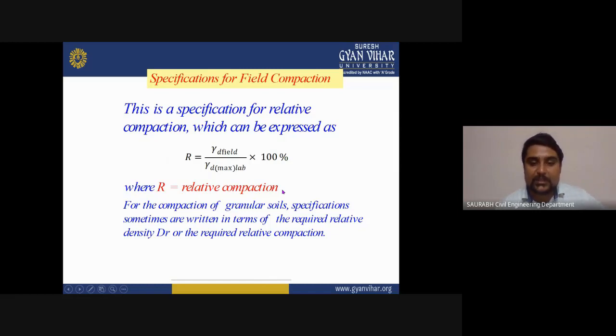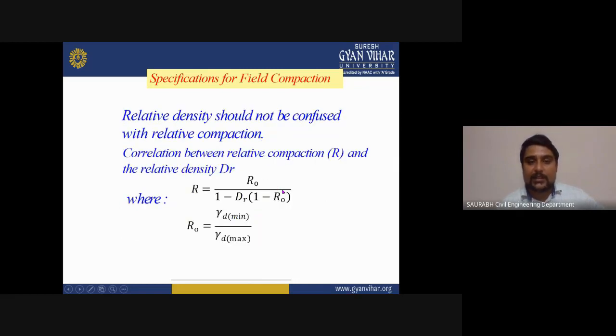For the compaction of granular soil, specifications are sometimes written in terms of relative density, Dr, or required relative compaction. Relative density and relative compaction should not be confused, as both are different.